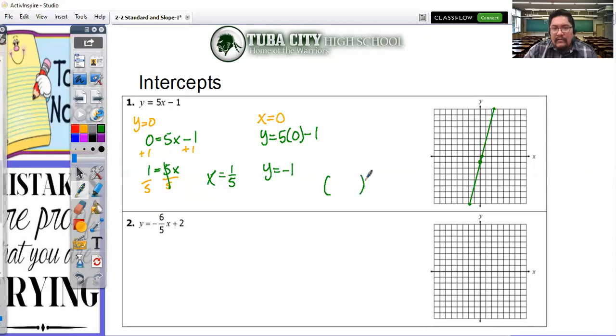Now I need to fill in my ordered pairs for both of these. Every ordered pair has an x and a y coordinate. So x is 1/5, and that would be 0. And then the y value would be, well, if I want to know what this number is, we don't move sideways. So the x is 0, and then we go down 1.